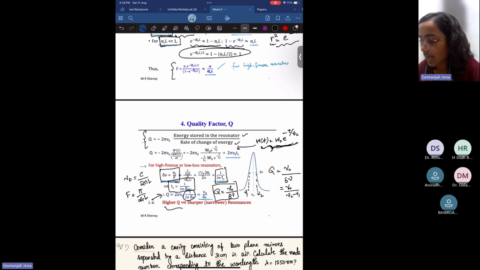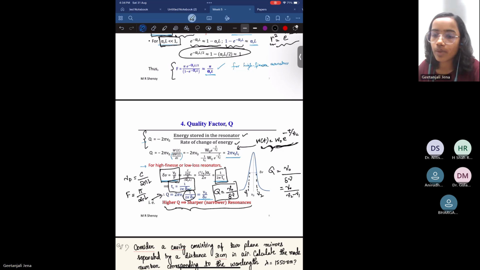As I said, the higher the quality factor, the sharper or narrower the resonance. A higher quality factor means the losses in the medium are much less. So by comparing the quality factor, fineness, cavity lifetime or any other parameter, you can easily find out how lossy the cavity is and how sharp the peak will be.